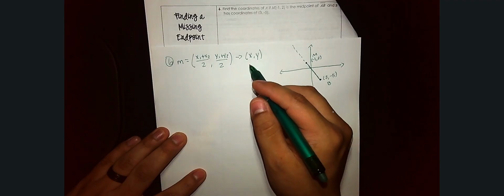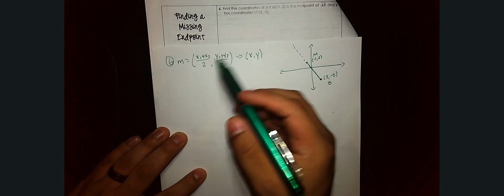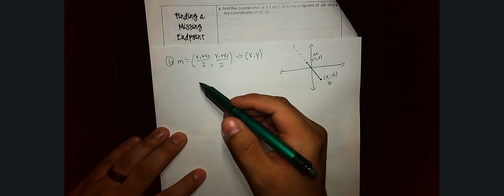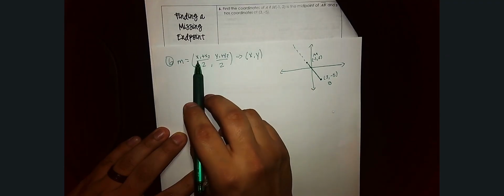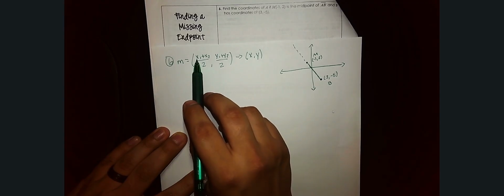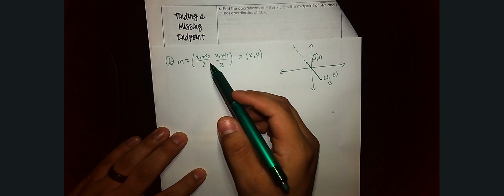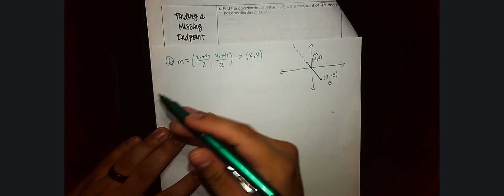So essentially what's going on here is we're going to plug in to find the other endpoint. And remember, to find the midpoint, you have to plug in an xy coordinate and another xy coordinate. So what does that mean? Let's break down what's happening here.